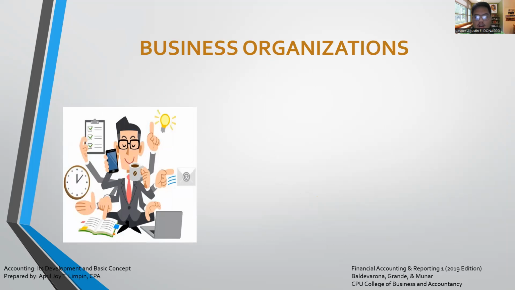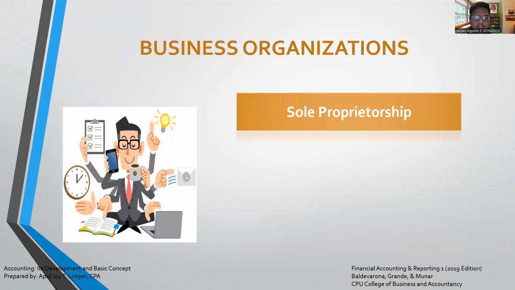So there are certain business organizations, four to be exact. First is the sole proprietorship. Sole proprietorship means sole, single ownership. He's the only owner. It doesn't mean he's the only one in the business. He has employees, but he owns 100% of the business. Everything that is used or paid will go through him.